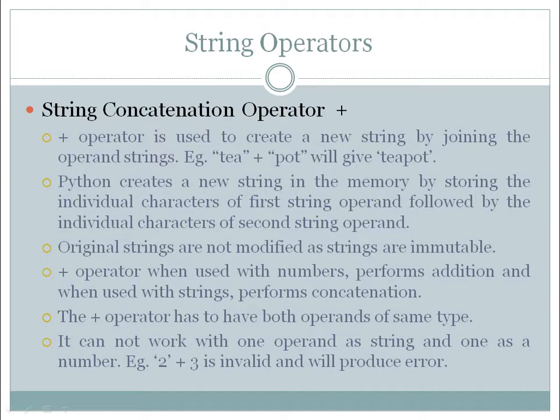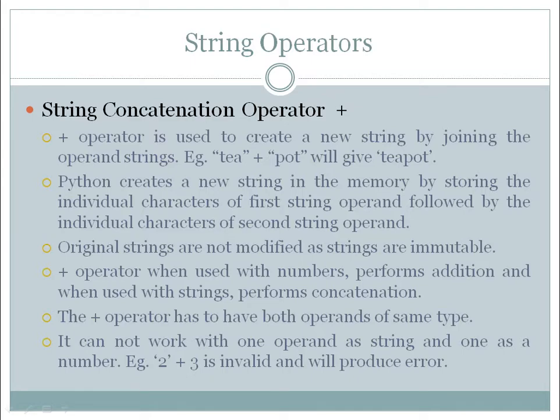Python creates a new string in the memory by storing the individual characters of the first string followed by all the individual characters of the second string. That's how we concatenate two strings. Original strings are not modified. You know why? Because strings are immutable. The plus operator, when used with numbers, performs addition. Suppose 5 plus 10 is equal to 15. This is numerical addition. And when used with strings, it performs concatenation.